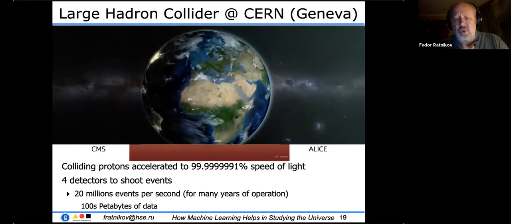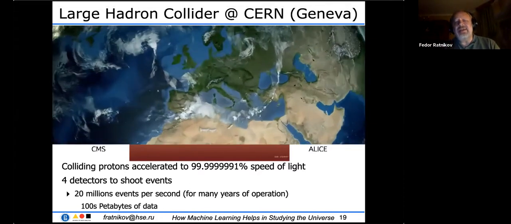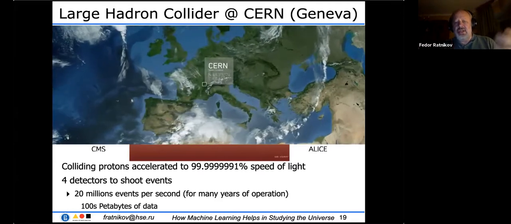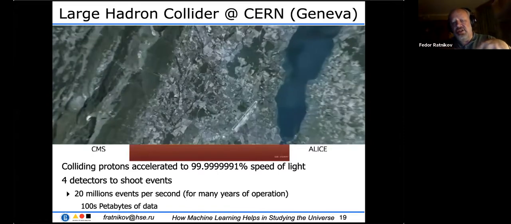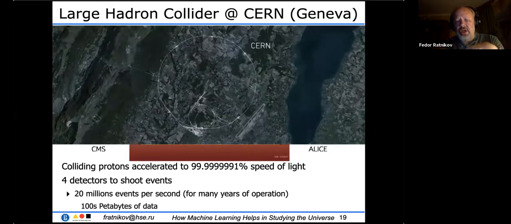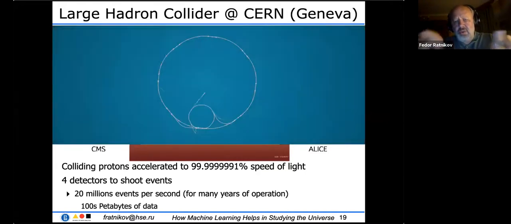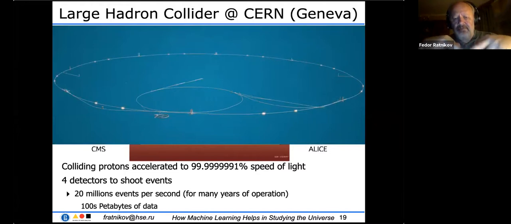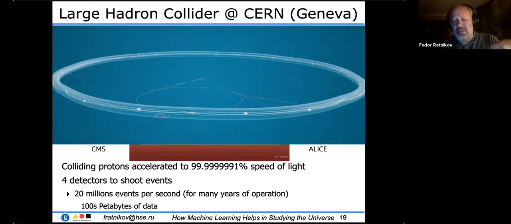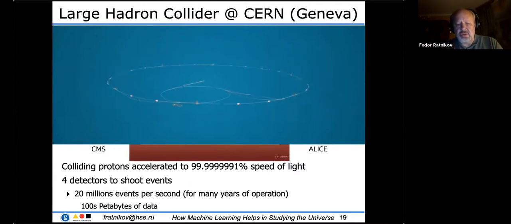So this is a small movie about this installation, which is called the Large Hadron Collider at CERN. It is located near Geneva, on the border between Switzerland and France, and this is a huge tunnel. In the tunnel, protons are accelerated and rotated in two directions at a pretty huge speed, very close to the speed of light.